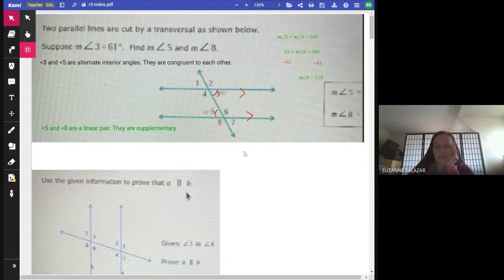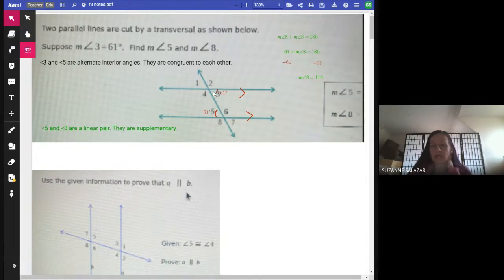So even if you forget the angle pair names and the facts, you can use the way the picture looks as a guideline because you can remember if you have parallel lines, all of these angles are either congruent or supplementary. There's only two numbers here. Every single angle is either 61 degrees or 119 degrees. You just have to know which one. You just have to figure out which ones.